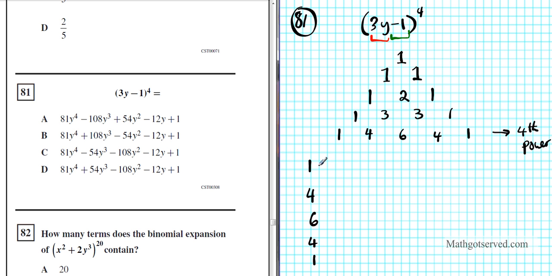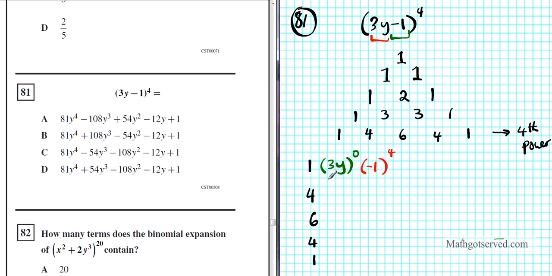So 1 times 3y. I will start 3y from the 0th power. 3y to the 0. If 3y is at 0, that means that negative 1, let me put that in red, negative 1 is going to have the 4th power. So 0 plus 4 is 4. The powers of these two always have to add up to 4. So this has nothing, this has everything. They're splitting this power amongst themselves, okay? So this has none of it, this has all of it.